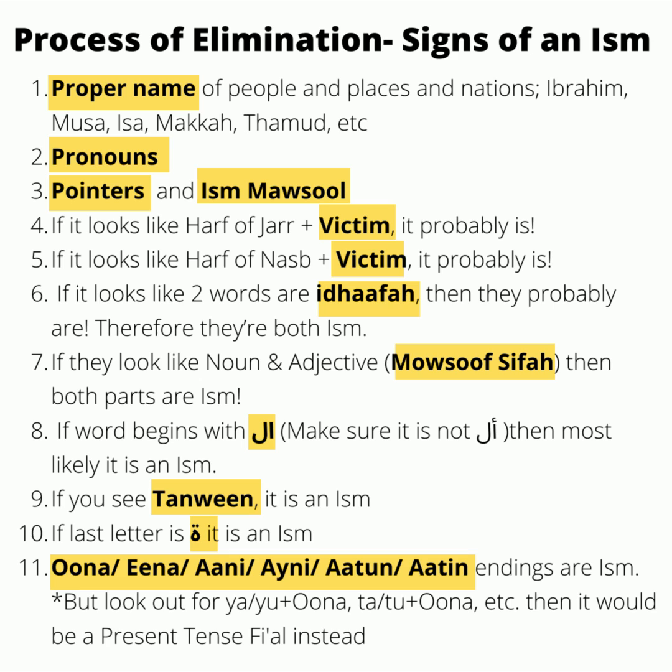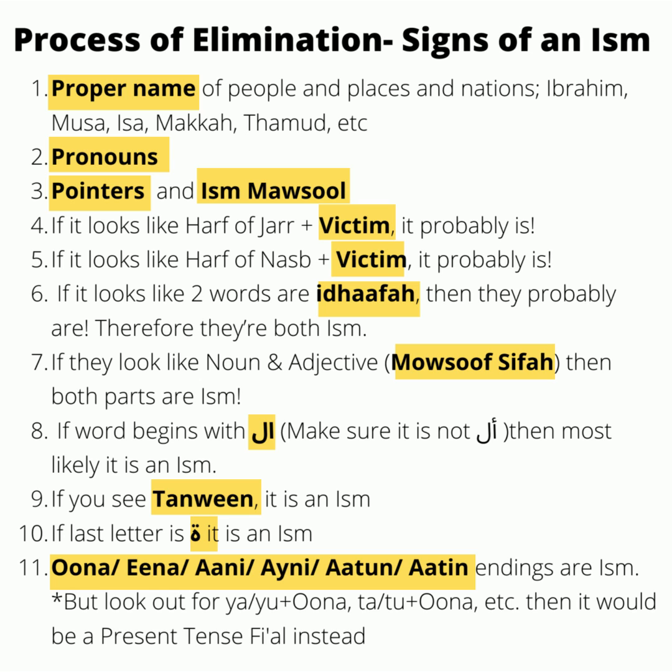If a fragment looks like harf of jar and its victim, then it probably is. And the victim in that case would be an ism because harf of jar acts on ism. If something looks like a harf of nasab and its victim, it probably is as well. So the victim in that case would also be an ism because harf of nasab acts on an ism.